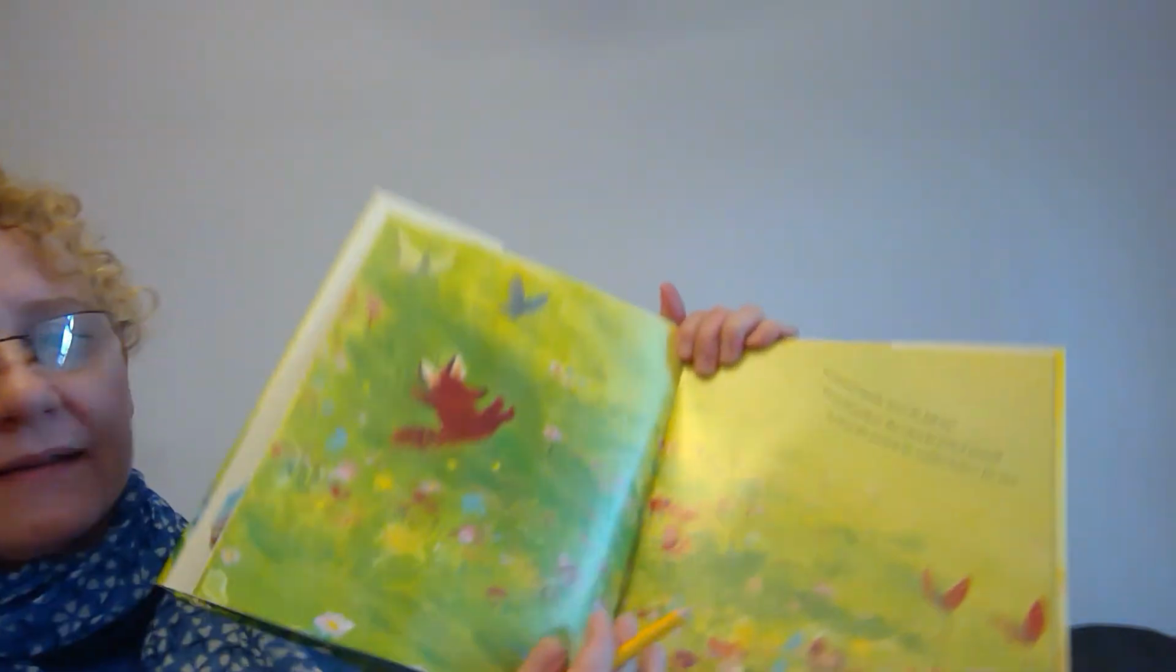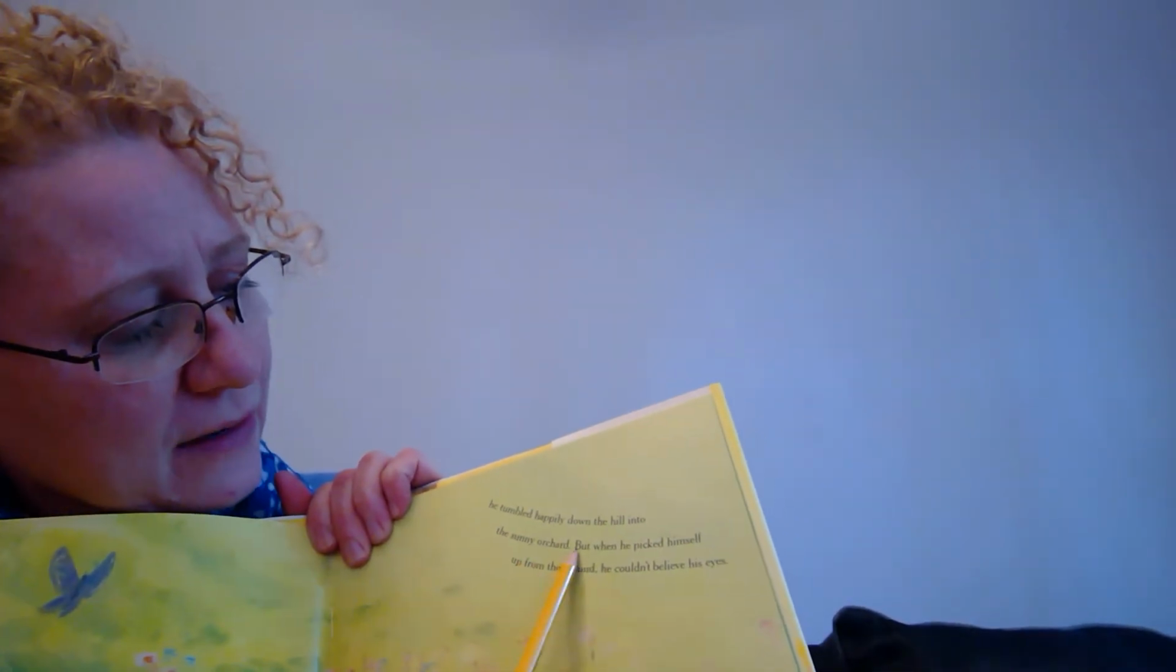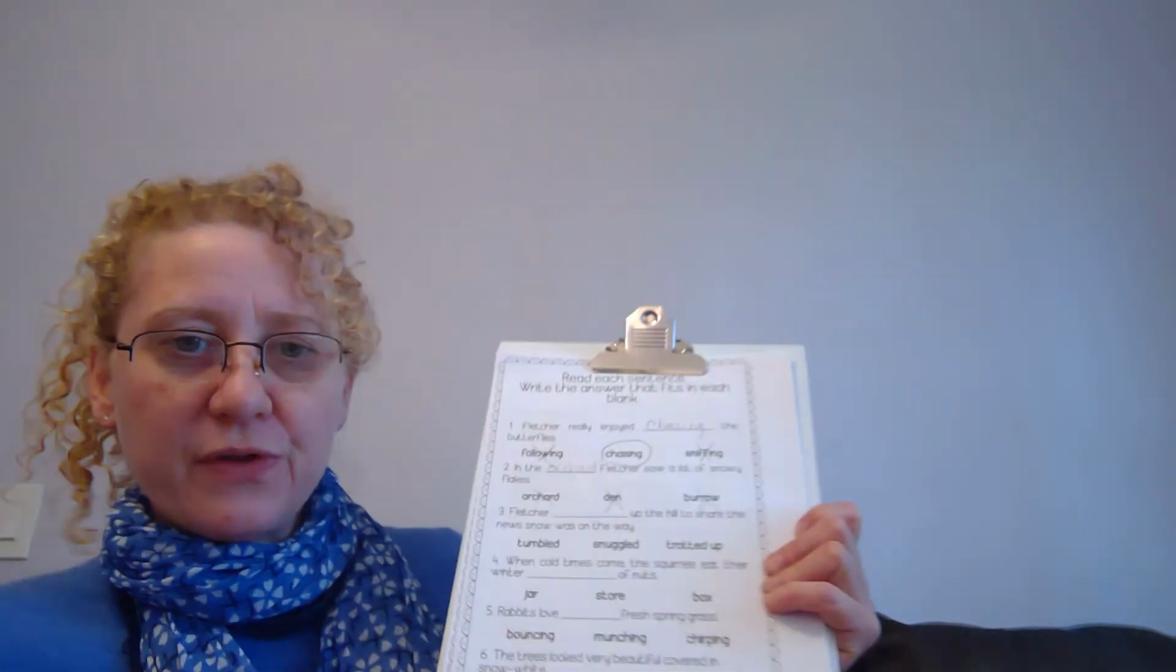We're going to circle that, and we can cross these off and say, nope, we know that it's not following or sniffing. And then it says, in the something, Fletcher saw a lot of snowy flakes. We're going to see, where did he see lots of snowy flakes? It says right here that he went down to the orchard. So we're going to go back, and we're going to say, no, it's not the den, and it's not the burrow. It is the orchard. And we can write that right in there. So it just flows right there, the orchard.